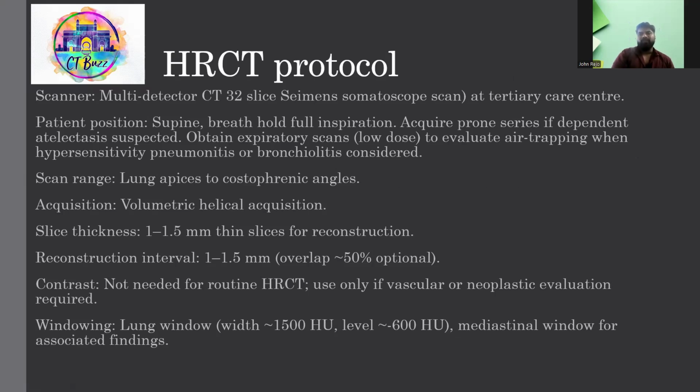Expiratory scans were taken to evaluate air trapping in patients suspected to have HP or bronchiolitis. Scan range was from lung apices to costophrenic angles. Acquisition was helical, with slice thickness of 1 to 1.5 mm thin slices. For reconstruction, no contrast was needed, with a lung window level of approximately minus 600 HU and window width of 1500 HU.